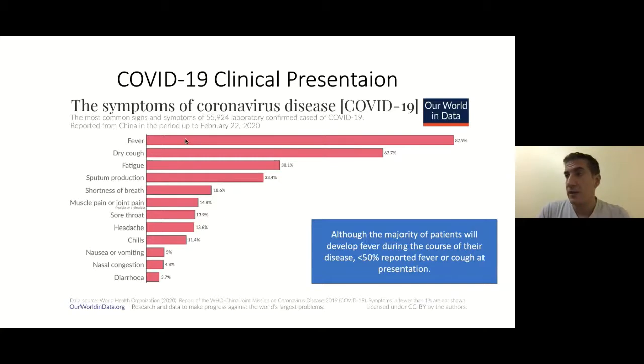Initial presentation: nothing is pathognomonic, nothing rules it in, nothing rules it out. It's a viral illness and it can present in a variety of ways. So don't put a lot of weight on the clinical presentation.